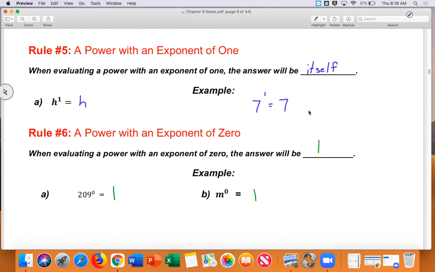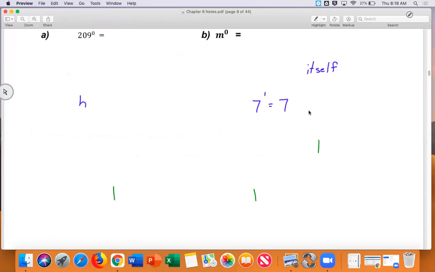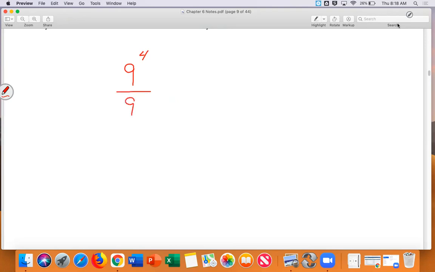Now, I know this might be confusing, but here's the thing. Neve is in doubt, right? So what's my response going to be? Write it out. Neve, what's your favorite number? 9. So we're going to say 9 to the 4th divided by 9 to the 4th.